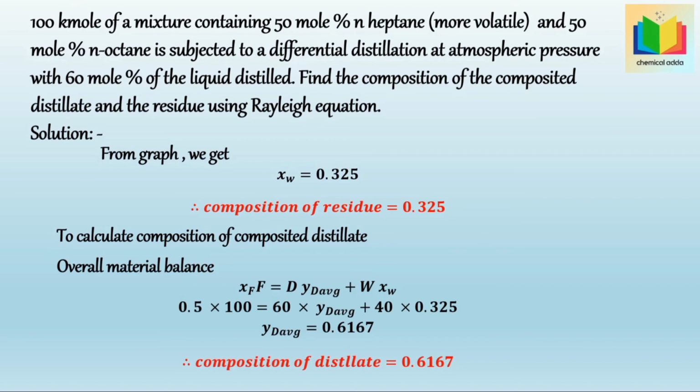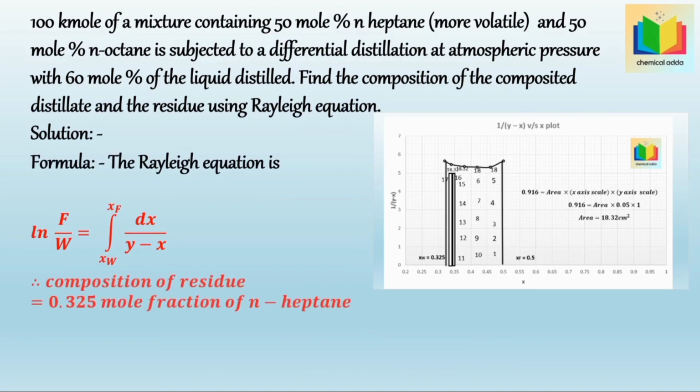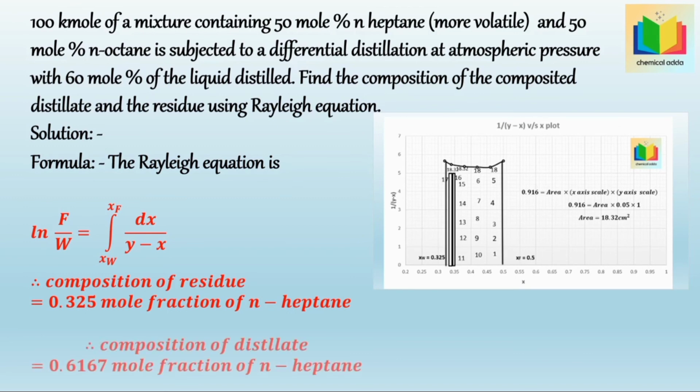So, in this way, using the Rayleigh equation, we get residue composition, that is, xW is equal to 0.325. And, using the overall material balance, we get the composition of distillate is equal to 0.6167.